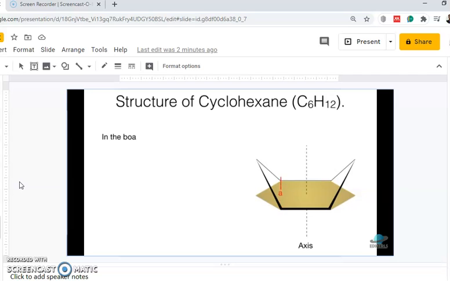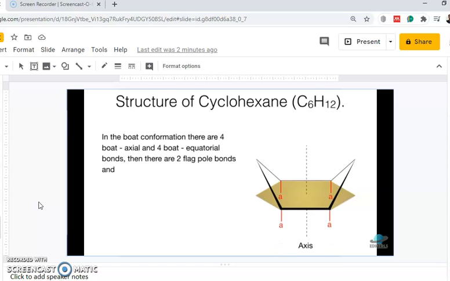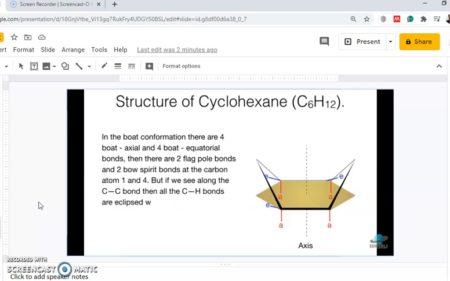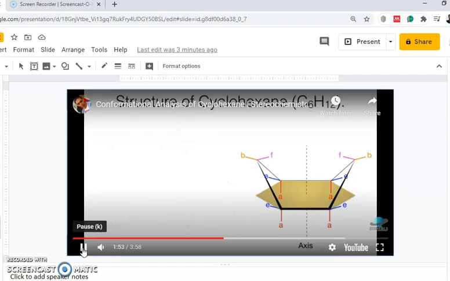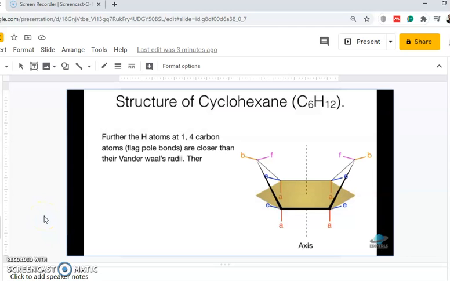In the boat conformation, there are 4 boat axial and 4 boat equatorial bonds. Then there are 2 black pole bonds and 2 bowsprit bonds at the carbon atom 1 and 4. But if we see along the carbon-carbon bond, then all the CH bonds are equalized with respect to each other. Hence, this configuration has maximum torsional and steric strain. Further, the hydrogen atom at 4 carbon atoms, that is flag pole bonds, are closer than their van der Waals radii. Therefore, there will be strong van der Waals repulsion. Thus, transannular strain is also high.